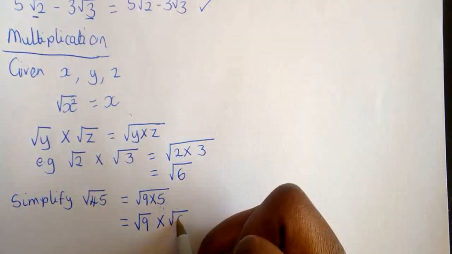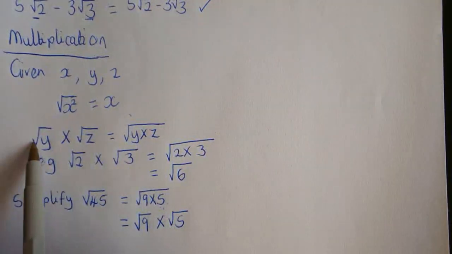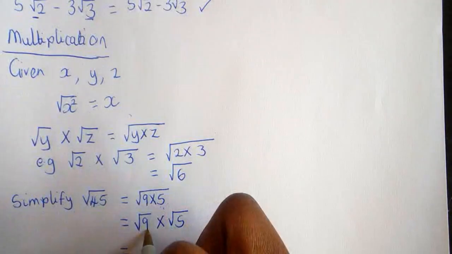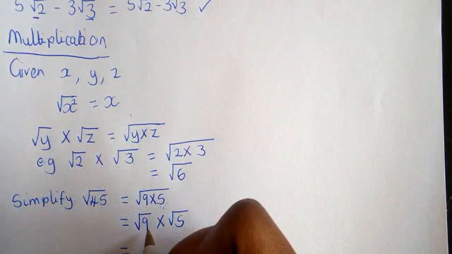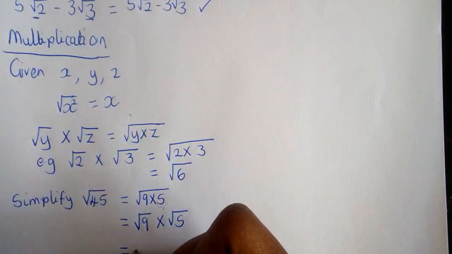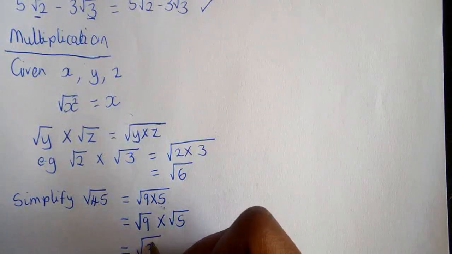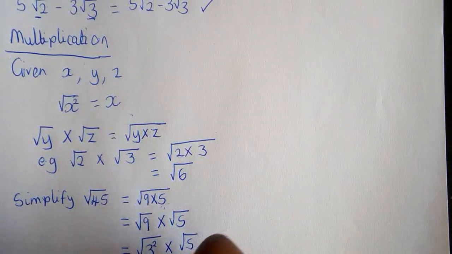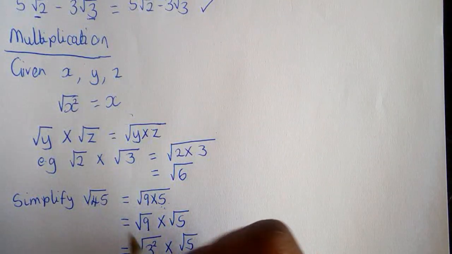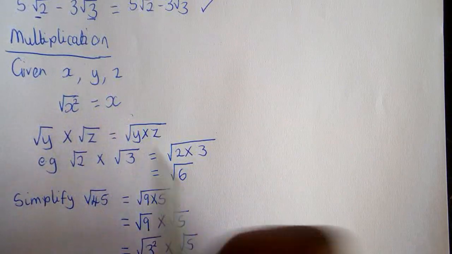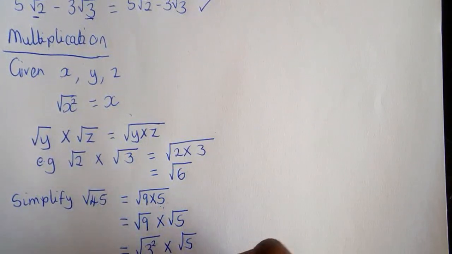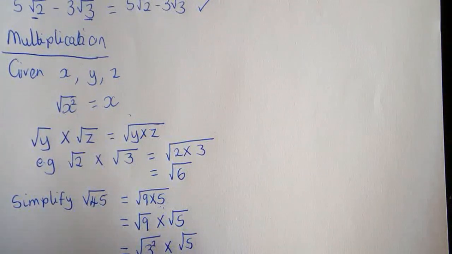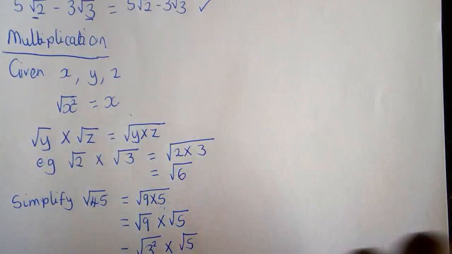According to this rule, 9 is the square of 3. 9 is equal to 3 times 3, so this is equal to the square root of 3 squared times the square root of 5, which, according to this rule, is equal to 3 times the square root of 5, which is equal to 3 root 5.